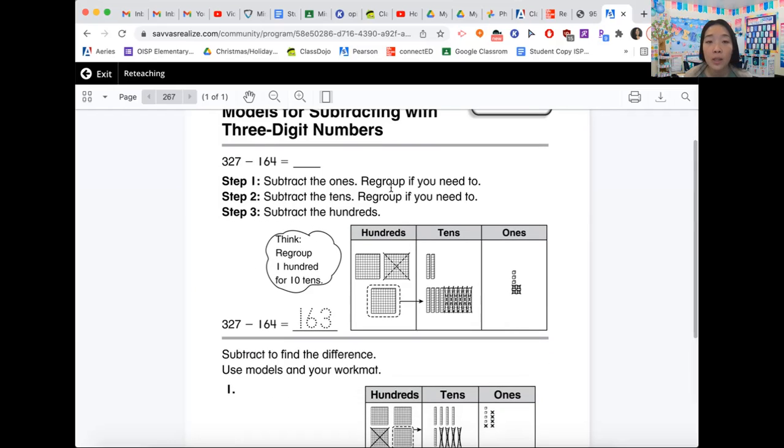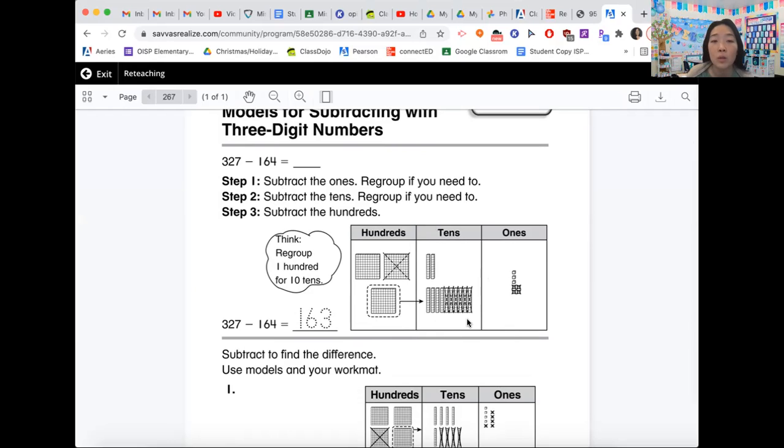Step 2, we're going to subtract the tens. We have 6 tens here. Uh-oh, there's only 2 tens. So what do we need to do? We need to regroup. So we're going to use one of these hundreds that we had here. We're going to break it apart and then make them 10 tens. Then now we have enough to take away 6 tens, and then we're left with 6 tens because that was 10 plus 2 equals 12. 12 minus 6 equals 6.